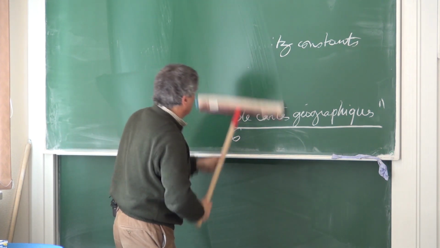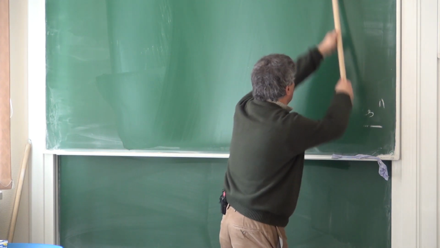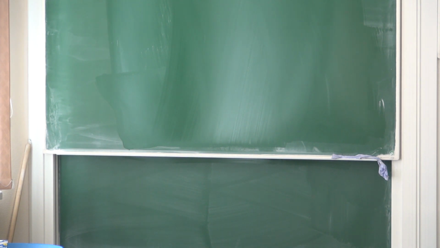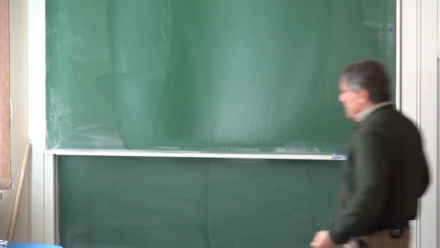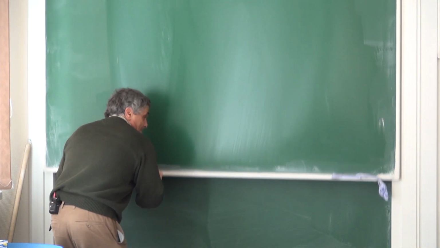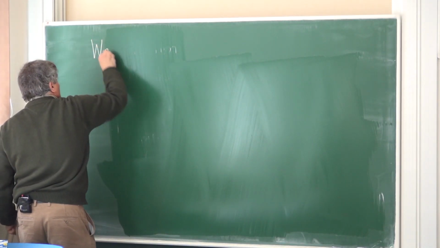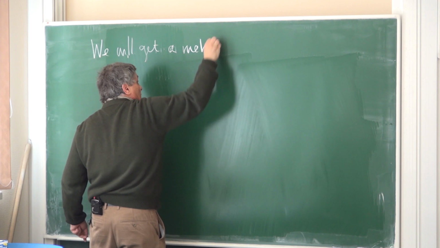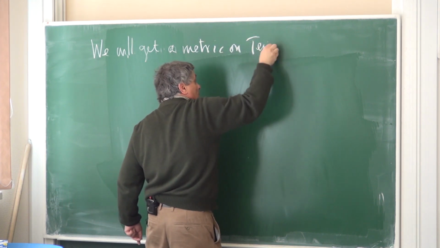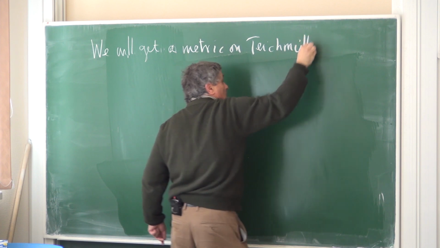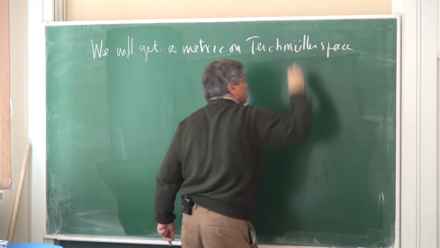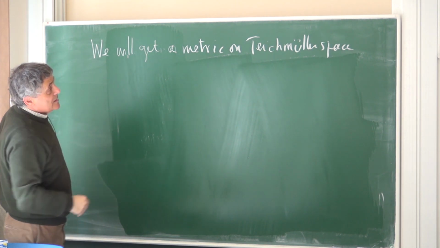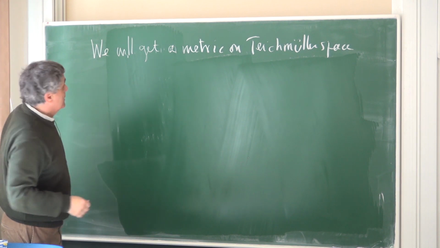So, and get a metric on Teichmüller space. Yeah, let me say a word about metric. We will get a metric on Teichmüller space using this measure of distances, which I will tell you.